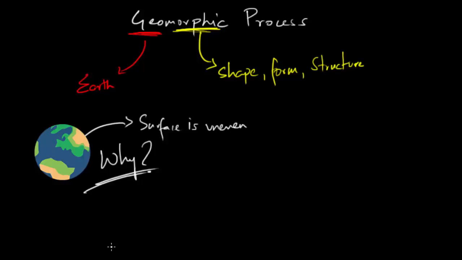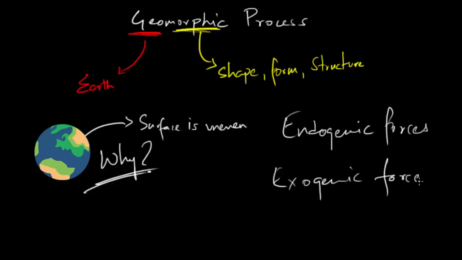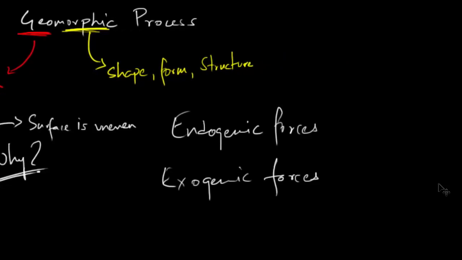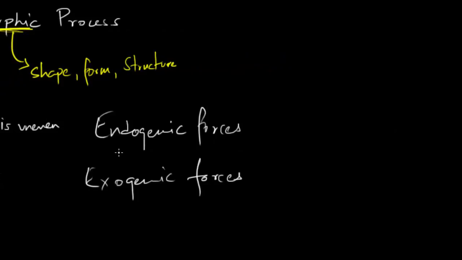So basically there are two forces that are the reason behind the unevenness of the Earth's surface. They are, the first one is endogenic forces and the second one is exogenic forces. Let me just make some space so that you can see it more properly.